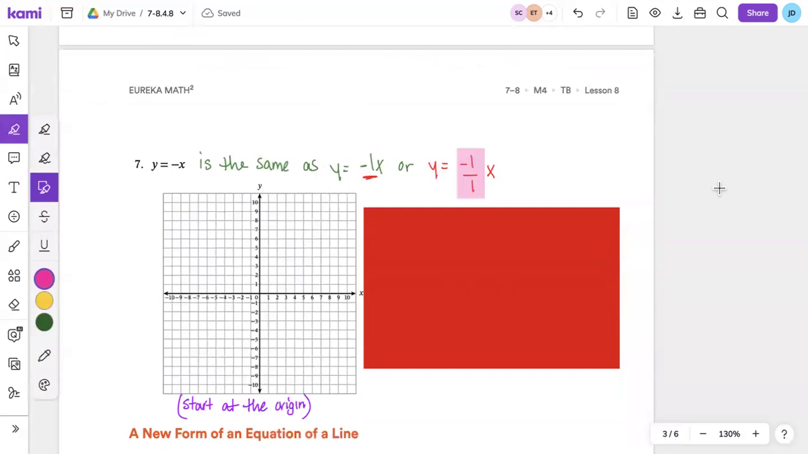That's going to be it for part 1. Get your notes checked here so far, and then you will go on to part 2, which is when we actually learn what slope-intercept form is.